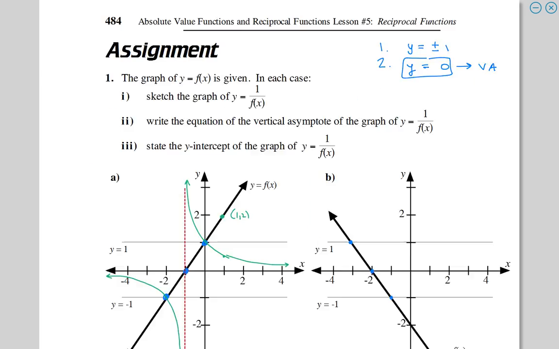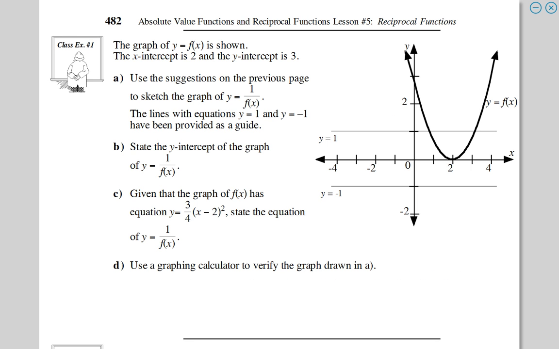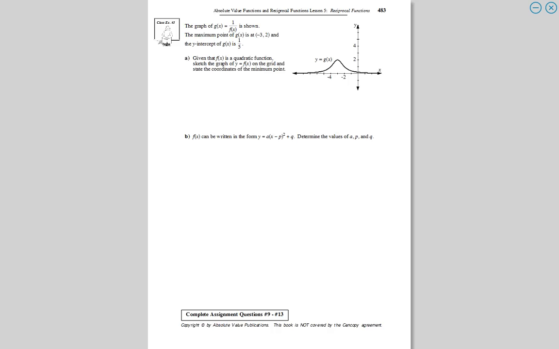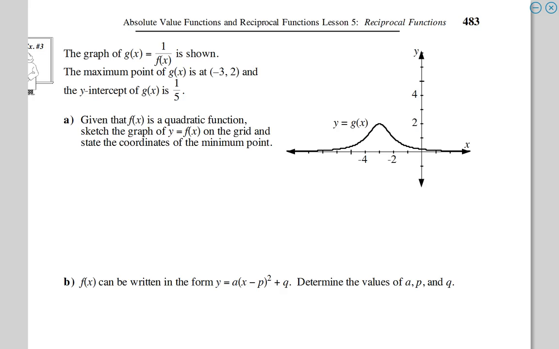Okay, let's go do class example 3a, or 3, class example 3. Okay, so they've given us the reciprocal, and they've given us a max point of the reciprocal. And they've given us a y-intercept. So it says, given that the original should be quadratic, can you sketch it?